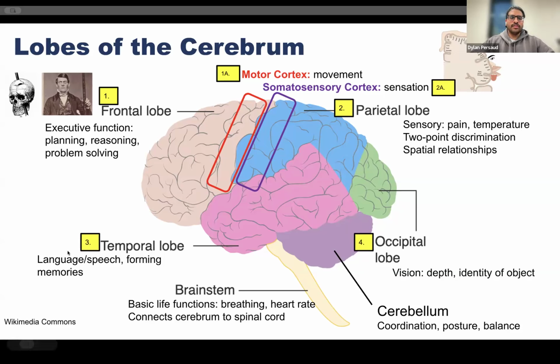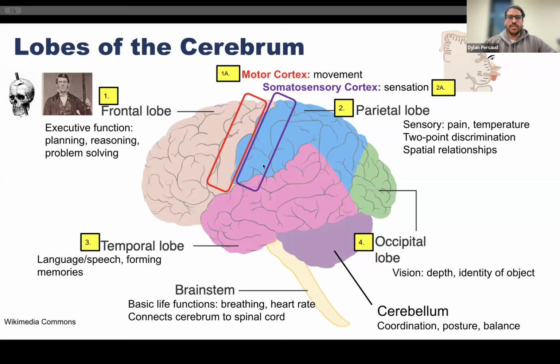Our temporal lobe down here is language and speech and forming memories. That's closer to your ears, so I like to think about things that you're hearing. So language and speech, and also forming memories if you hear things and remember them. And your occipital lobe is for pretty much vision, depth, identity of objects, space, shapes, where they are in your visual field.